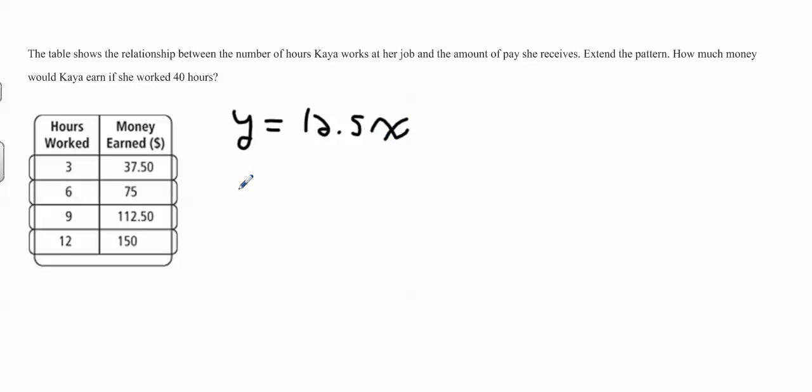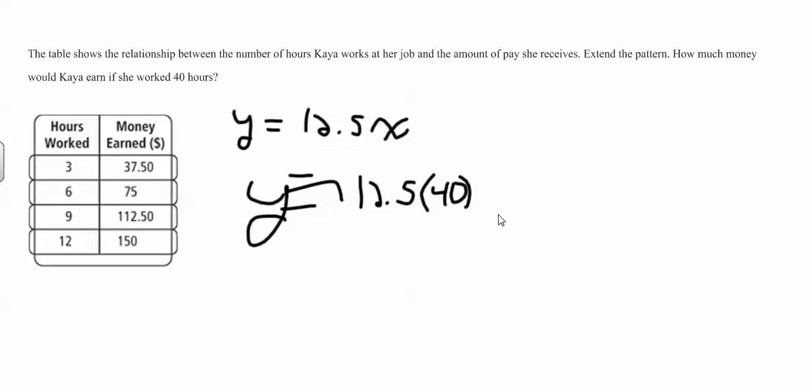So then I could say, how much money would she earn if she worked 40 hours? So I go y equals 12.5 times 40. I put 40 in for the x because that's the hours worked. And when you punch that in your calculator, you get y equals 500. That's one way. But what do you think is another way to solve this problem?